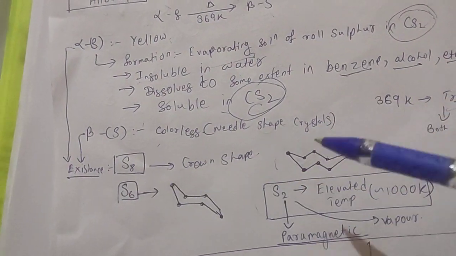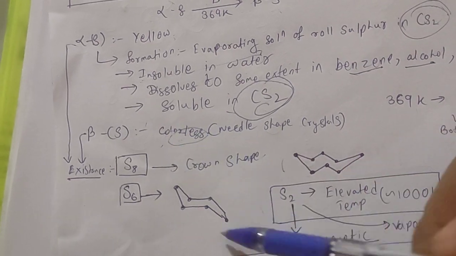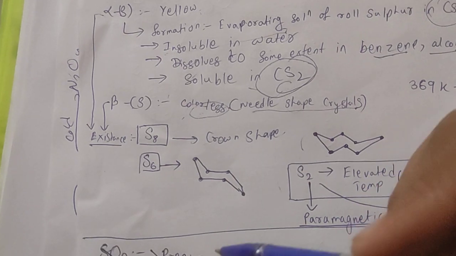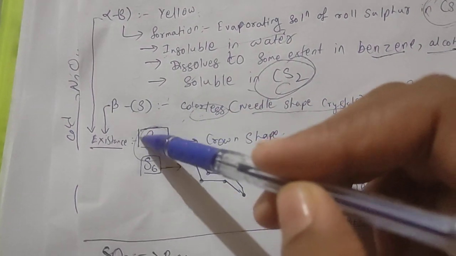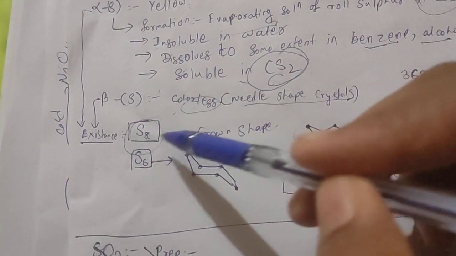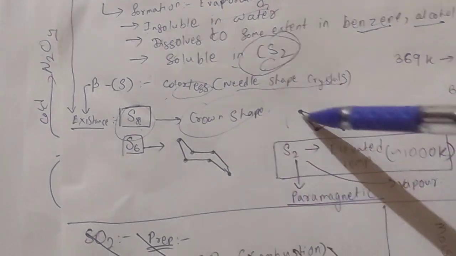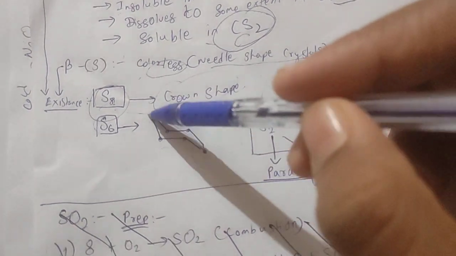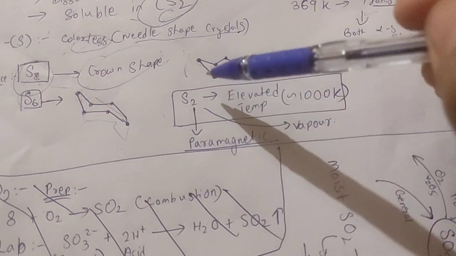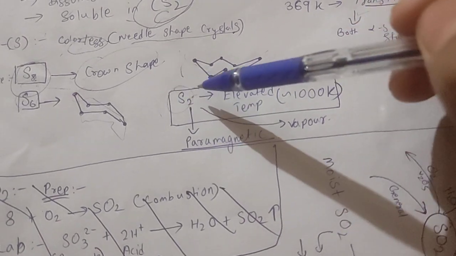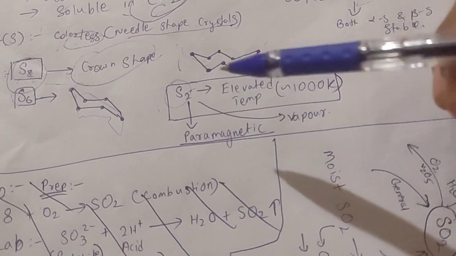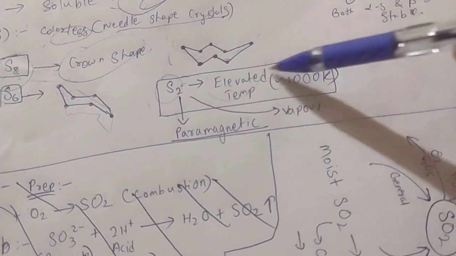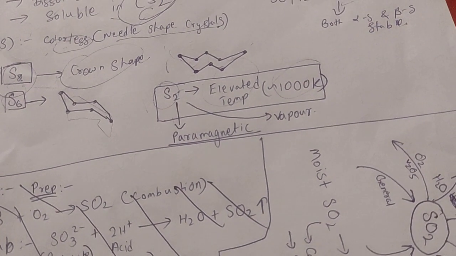Just remember. Okay, beta sulfur, it is colorless and needle shaped crystals when it is formed from alpha S to beta S. Both exist in form of S8, and it is crown shaped, right, like this. S6 is also there, which is chair shaped, and S2 is a very popular form which is formed in vapor state. It is paramagnetic in nature, and it exists at very high temperature, 1000 Kelvin.